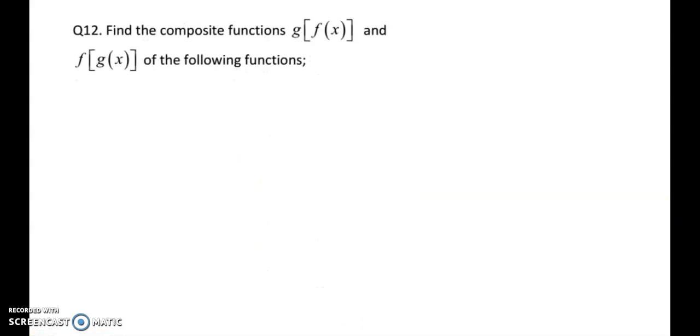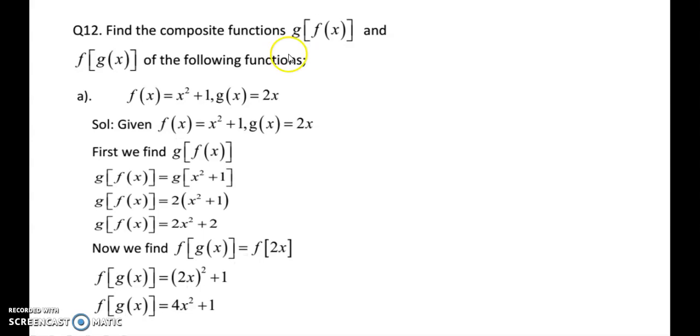Here comes question number 12. Find the composite function g of f of x and f of g of x of the following functions. Look at this first part. You are given with two functions, f of x and g of x. Your first part will be to find g of f of x. You have to compose these two functions.